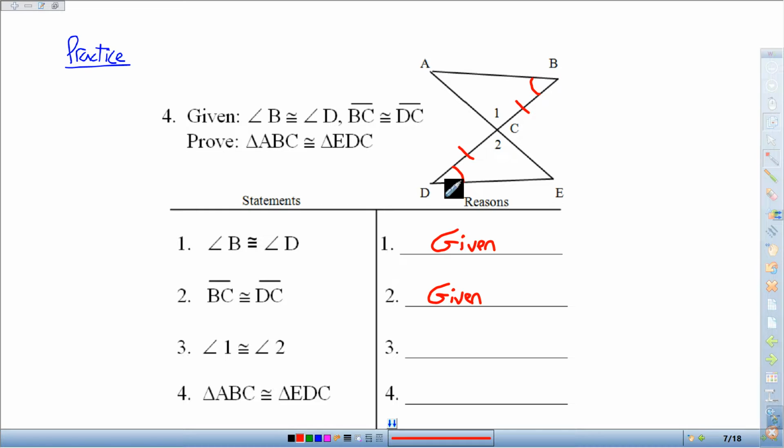Now we need to find some more information on our own. Hopefully you guys notice we have some vertical angles here. We know this angle is congruent to this angle, or angle 1 is congruent to angle 2. There's our next statement. The reason why is because they're vertical angles. Okay, last thing. Now we have our 3 pieces of information. Now we can say our triangles are congruent, and the reason why is because of angle, side, angle.